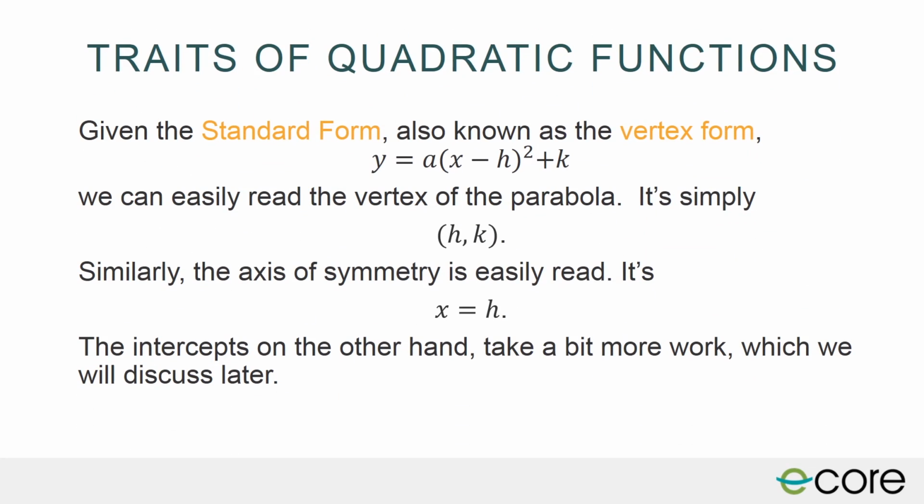Given the standard form, also known as the vertex form, y = a(x - h)^2 + k, we can easily read the vertex of the parabola. It's simply (h, k). Similarly, the axis of symmetry is easily read. It's x = h. The intercepts, on the other hand, take a bit more work, which we will discuss later.